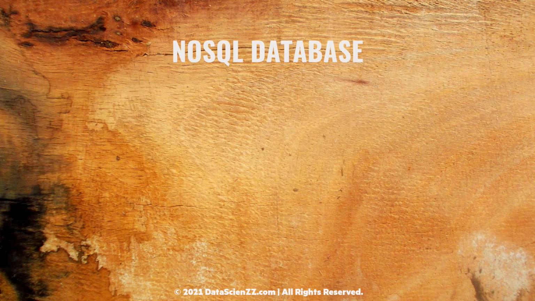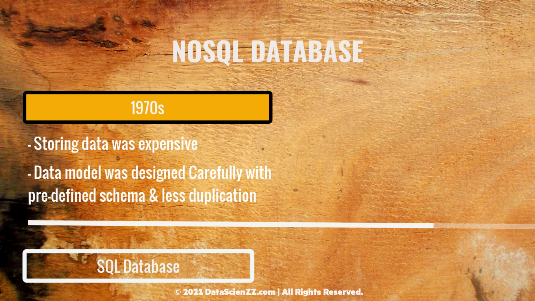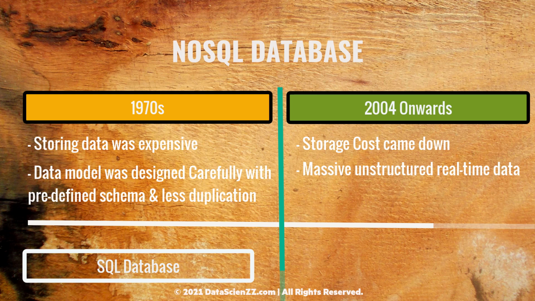Relational database, or SQL database, was originally designed during the 1970s, when storing data was very expensive. That's why a data model was carefully designed, with a predefined schema. Also, the data was stored into multiple relational data tables, with relational keys, to reduce data duplication and redundancy. However, recently data storage and handling cost drastically came down. At the same time, we have massive unstructured data, flowing on a real-time basis. Hence, the relational database proved to be ineffective in several cases.